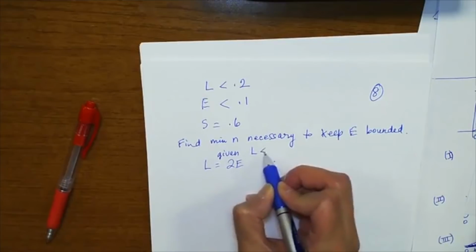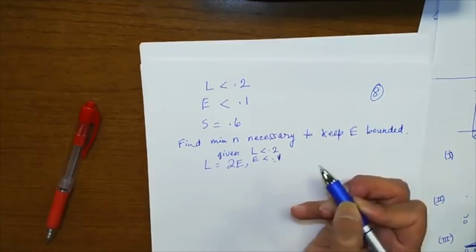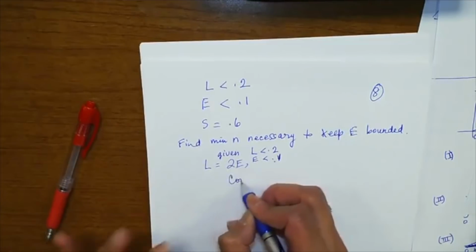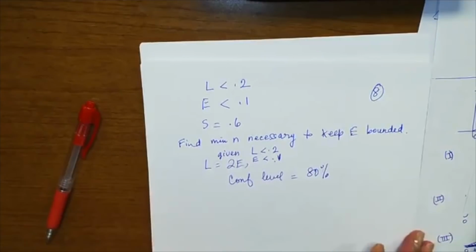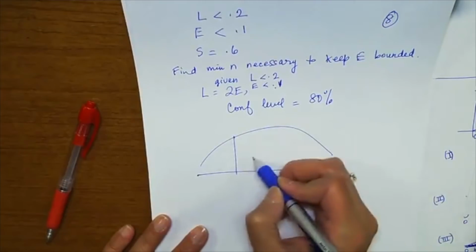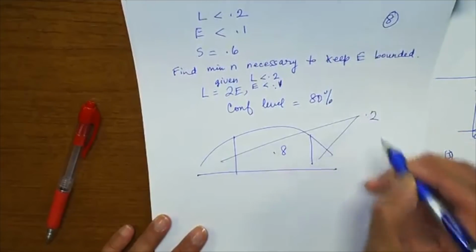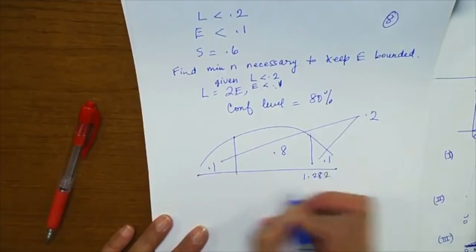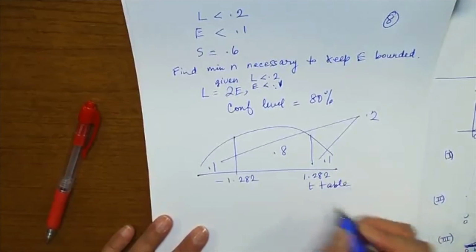Given that L is less than 0.2, that means that E is less than 0.1. Okay, so this is what you do. They better give you a confidence level. So confidence level equals 80%, let's say. So it looks like this, right? 80% lies here, 20% left to be shared between two tails, so 0.1, 0.1, 1.282 and minus 1.282 from the T table, last row.